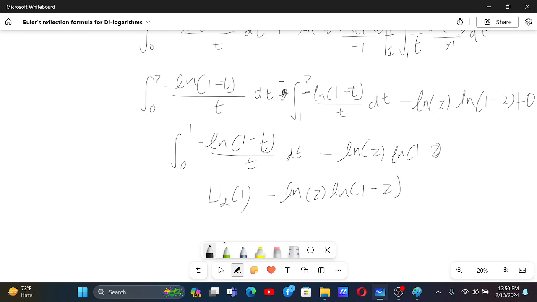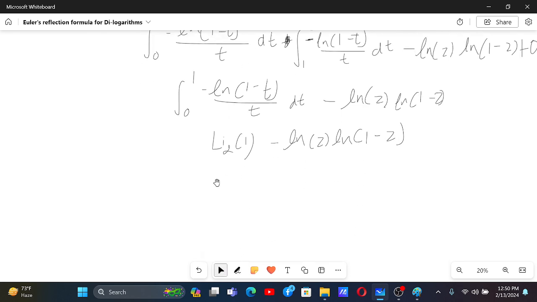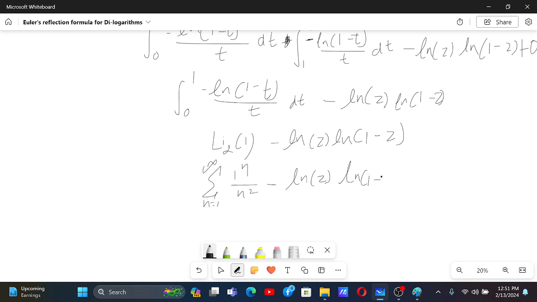Now to find the dilogarithm of 1, we will use the series expansion formula. So this will be the sum from n equals 1 to infinity. Our x is 1, so 1 to the power n by n squared, minus ln z ln(1 - z). Now 1 to the power n is just 1, so this is the sum of 1 by n squared, which is zeta of 2, minus ln z ln(1 - z), and we proved the reflection formula.